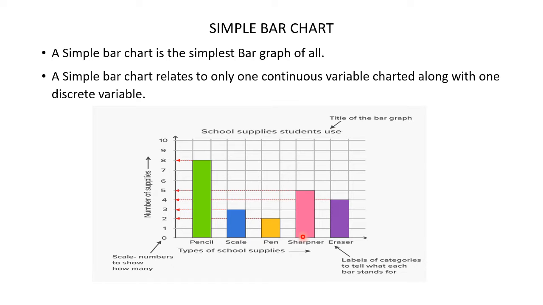Similarly, the bar representing sharpeners corresponds with the number 5, which shows that 5 types of sharpeners are used by the students. And finally, the bar representing erasers corresponds with the number 4, which shows that 4 types of erasers are used by the students. Now, based on all this information given in the bar chart, questions will be asked in the exam to which you have to answer.